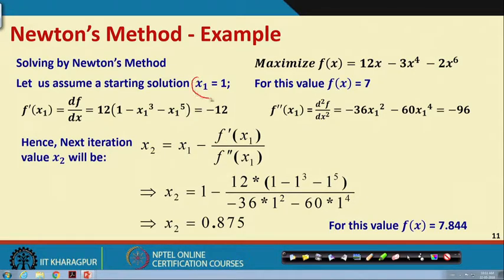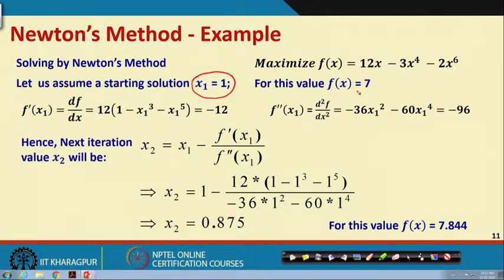We started at an arbitrary point, x 1 equal to 1. For that particular point, the f x value is 7. Now, why do we start with 1? Because first of all, by putting 1 we at least get a positive value, and by looking at the nature of the function, if I had put 2, obviously the value would have been negative. So, you have to have a good starting point. That is an important thing to begin with.